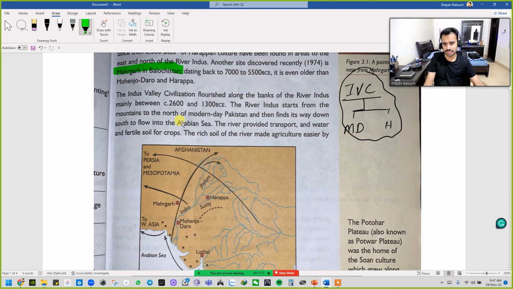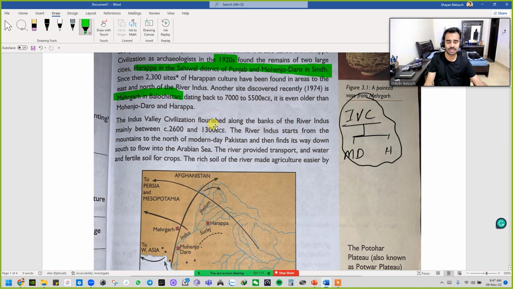So continuing, the Indus Valley civilization flourished. Flourished means it expanded. It went amazingly along the banks of the River Indus, mainly between 2600 BCE and 1300 BCE, before the Common Era.